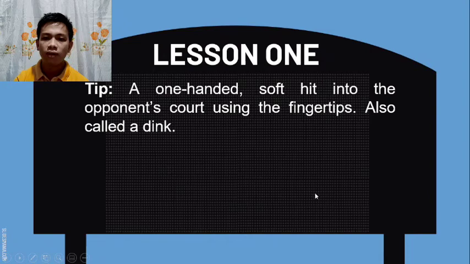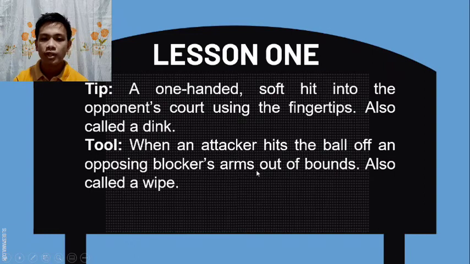Next, tip. A one-handed soft hit, called dink pa rin yan. Na-mention na rin yan. Next, tool. When an attacker hits the ball off an opposing blocker's arms out of bounds, also called wipe.